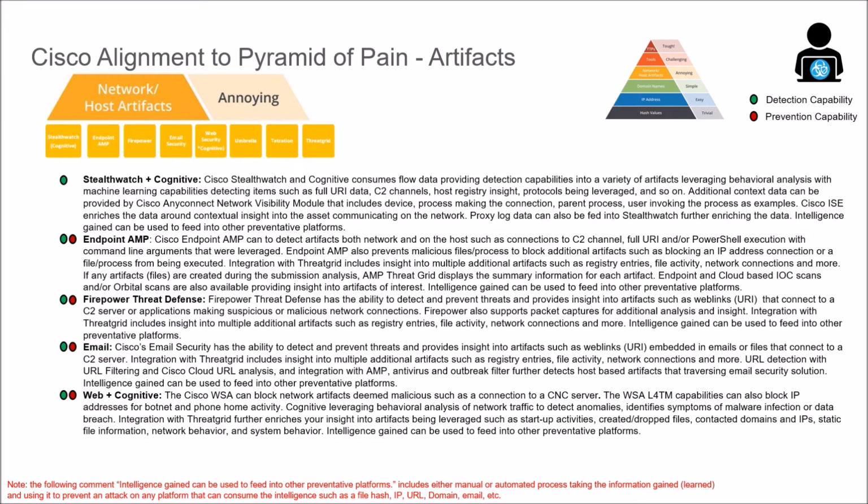Firepower Threat Defense has the ability to detect and prevent threats and provide insight into artifacts such as web links that connect to a C2 server or applications making suspicious or malicious network connections. Firepower also supports packet captures for additional analysis and insight. Integration with ThreatGrid includes insight into multiple additional artifacts, again, registry entries, file activity, network connections, and more. Intelligence can be used in other preventative platforms.